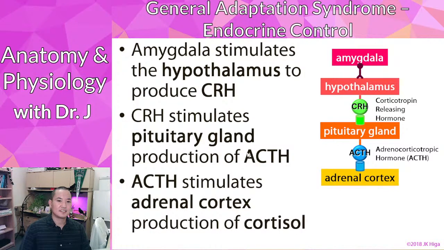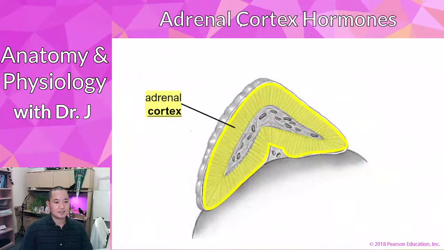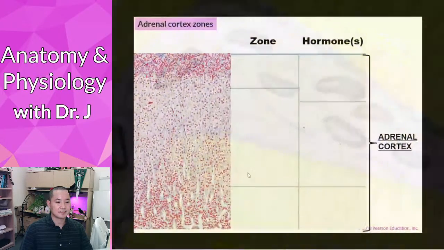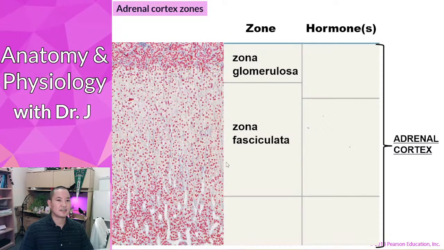And then ACTH is going to stimulate the adrenal cortex to produce that third hormone we already know about, cortisol. Now let's talk a little more about cortisol. Well, cortisol is made by the adrenal cortex, but more specifically a particular layer of the adrenal cortex. So there are three main layers to the adrenal cortex. We have the zona glomerulosa, the zona fasciculata, and the zona reticularis.